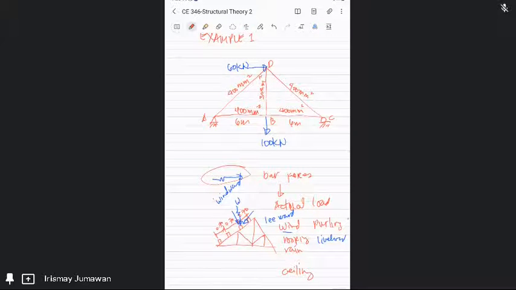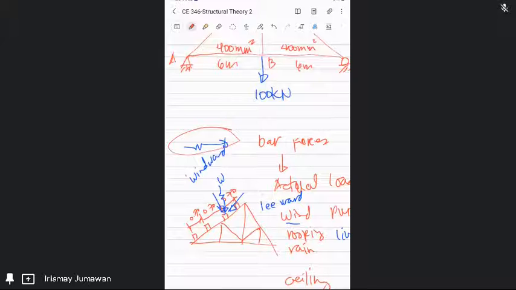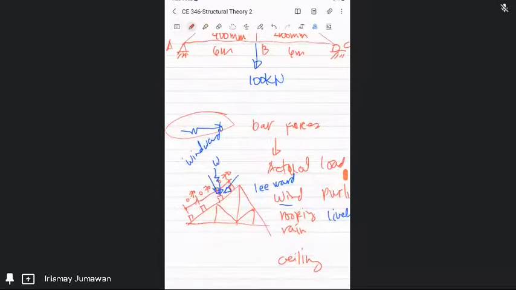On the other side is the leeward side. So that is the leeward side, and there it is only one half of the wind. That W can come from many sources. It can be wind load, roofing load, rain load, live load. Then for the bottom chord, you can have the ceiling load, the mechanical load, the electrical, the fixtures. And there are many more loads. So those are the loads.